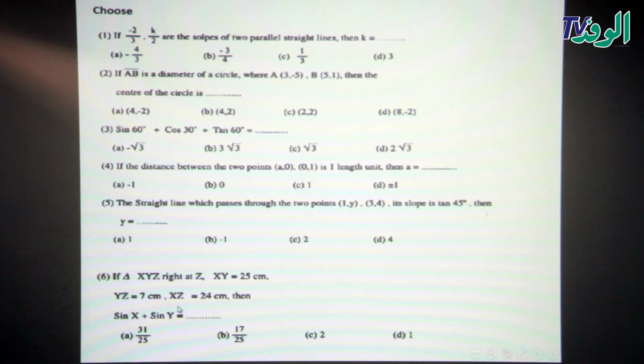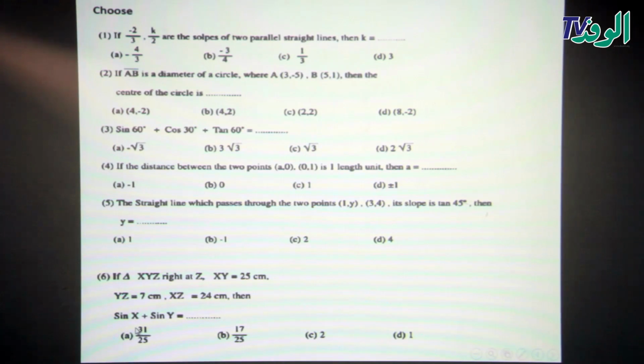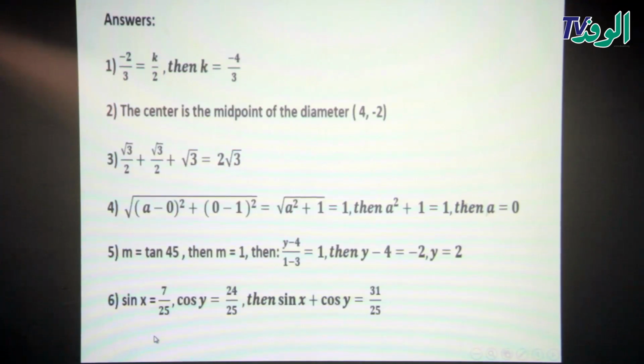As for sin Y, it will be XZ, the opposite, over the hypotenuse 25. Let's see how. This is sin X, this is sin Y. So the answer is sin X plus sin Y is 7 plus 24, which is 31 over 25. Then the correct choice is choice A.